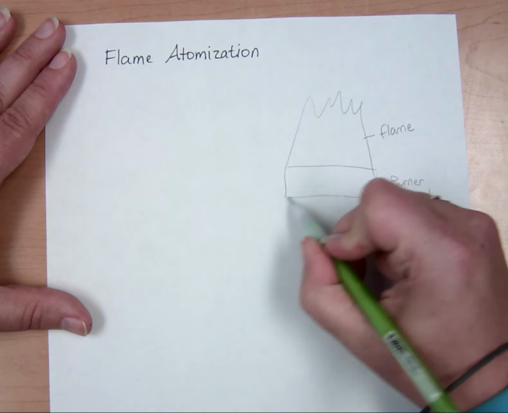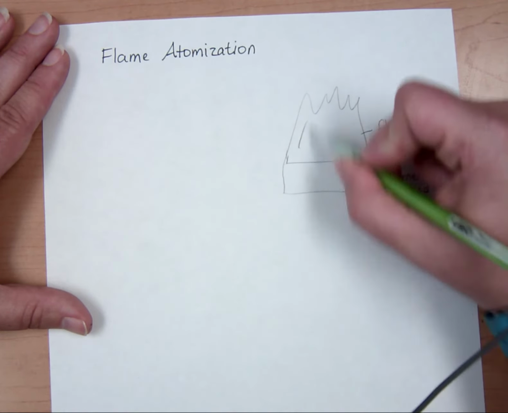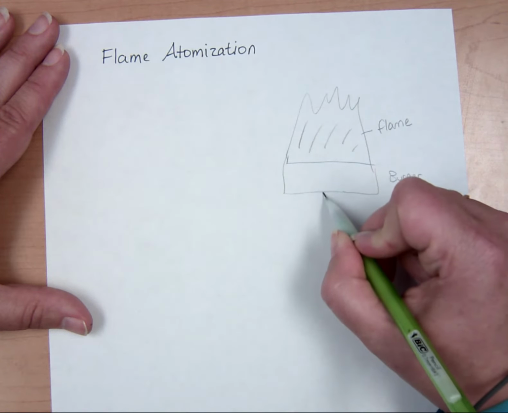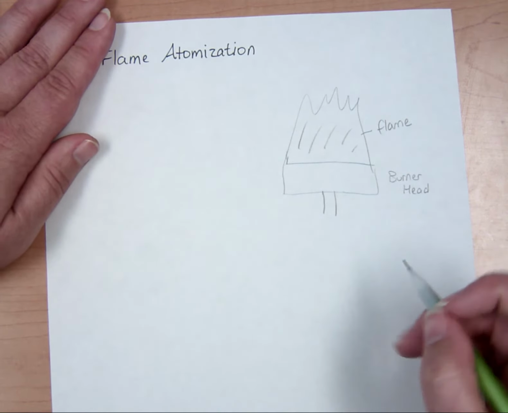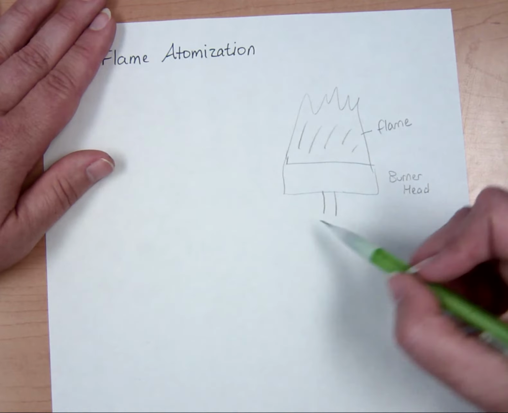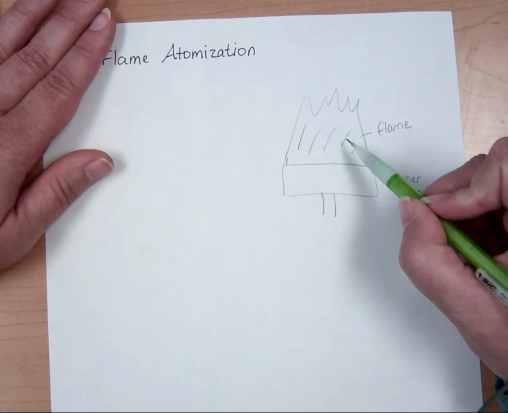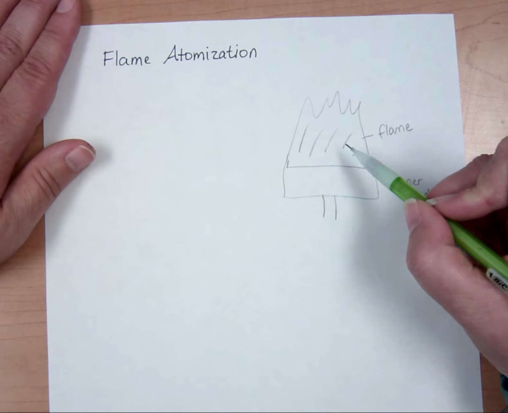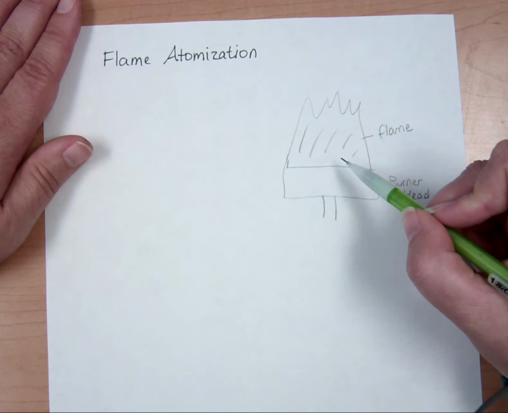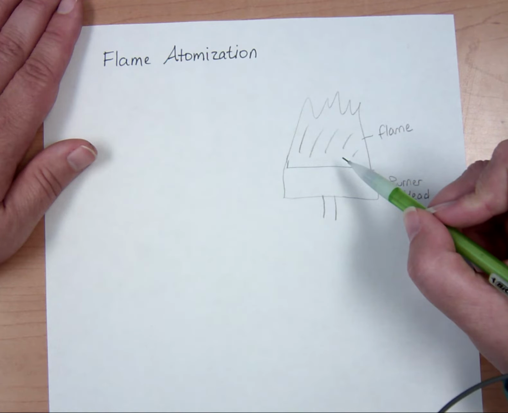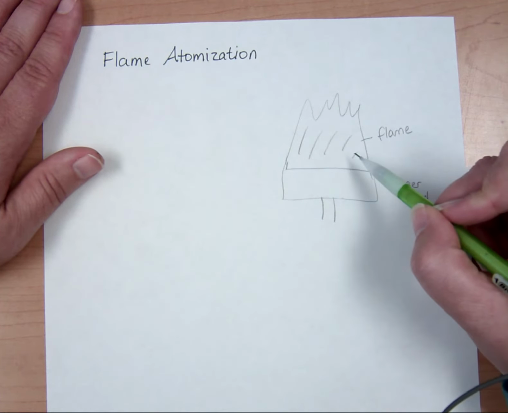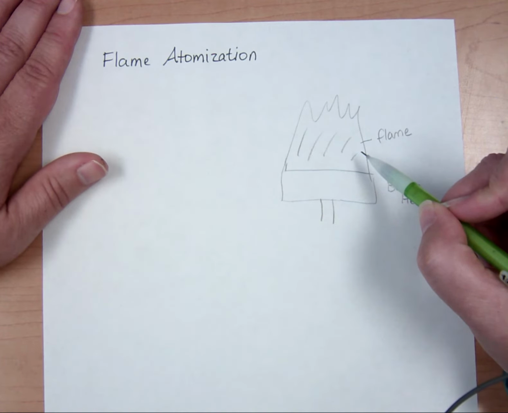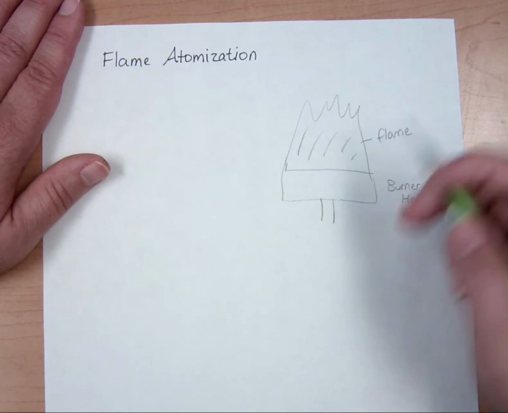Okay, and so there's my flame coming up, and to build this flame we need a certain number of things. We're going to need to feed our sample into the flame, we're going to need to feed an oxidant into the flame, and we're going to need some kind of a fuel as well. So we need fuel, oxidant, and sample all feeding up to make this flame that's going to ultimately be atomizing the sample as it's fed into the flame.